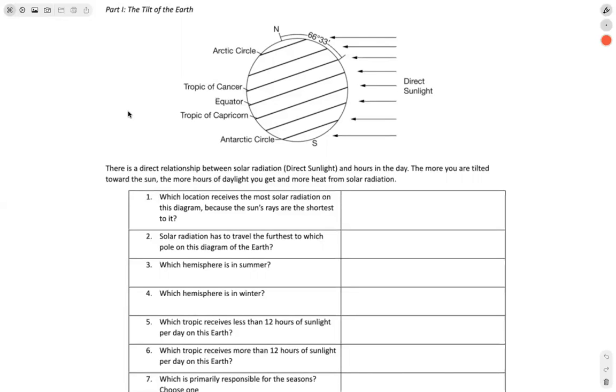So we'll start off with number 1. It says which location receives the most solar radiation on this diagram because the sun's rays are the shortest. So looking at our sun's rays, which one has the shortest? The Tropic of Capricorn. Yes, this arrow is our shortest one, so it is the Tropic of Capricorn.